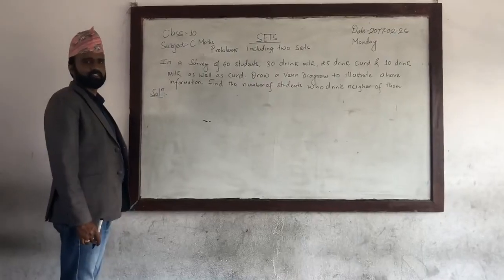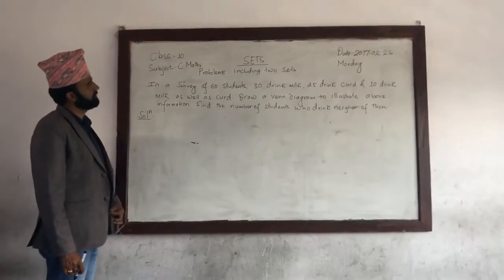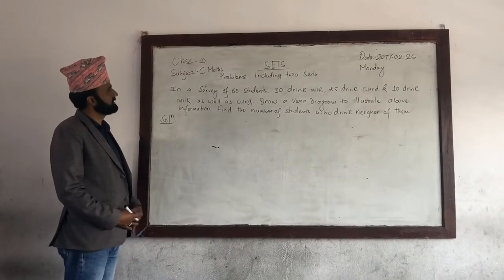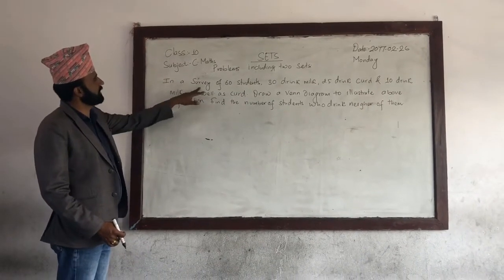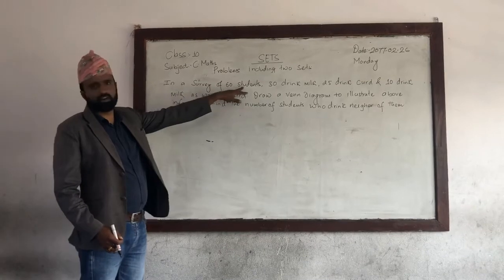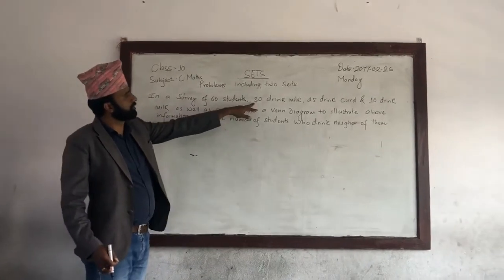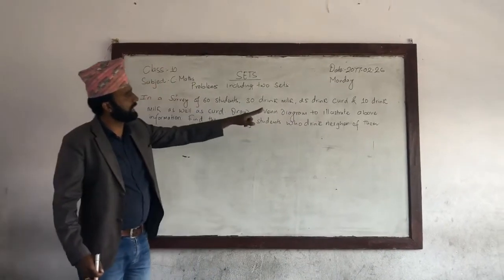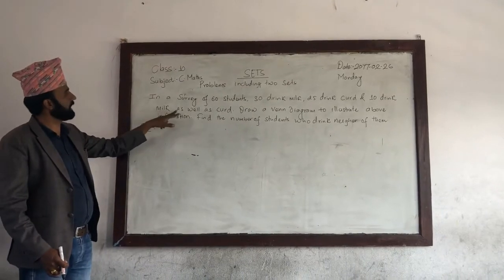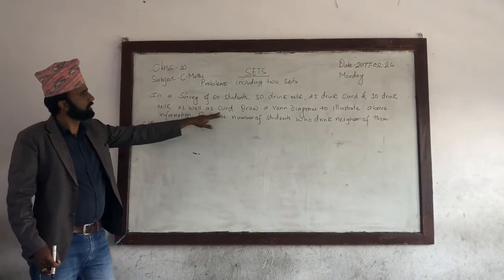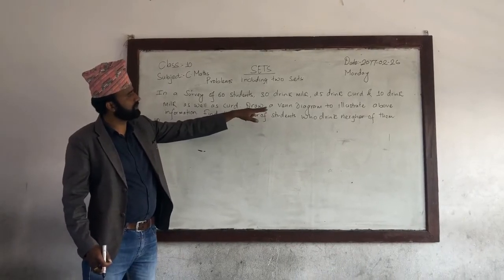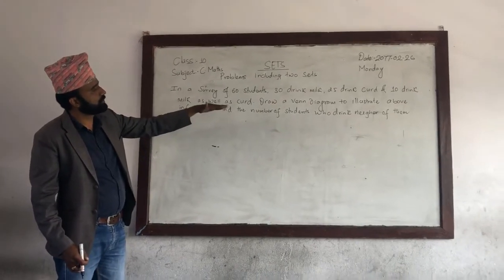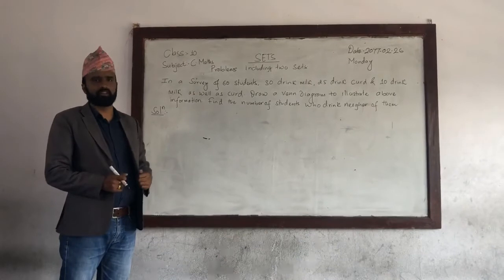Students, we have a problem based on two sets. Okay, the question is like this. In a survey of 60 students, 30 drink milk, 25 drink curd, and 10 drink milk as well as curd. Draw a Venn diagram to illustrate this information. Find the number of students who drink neither of them.